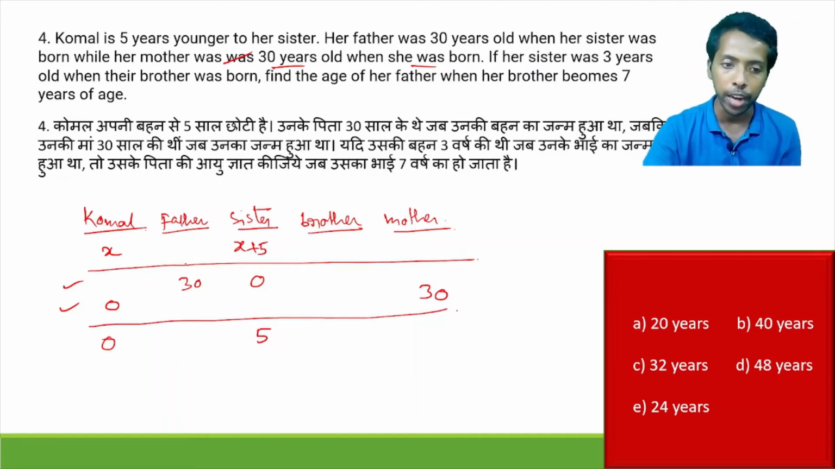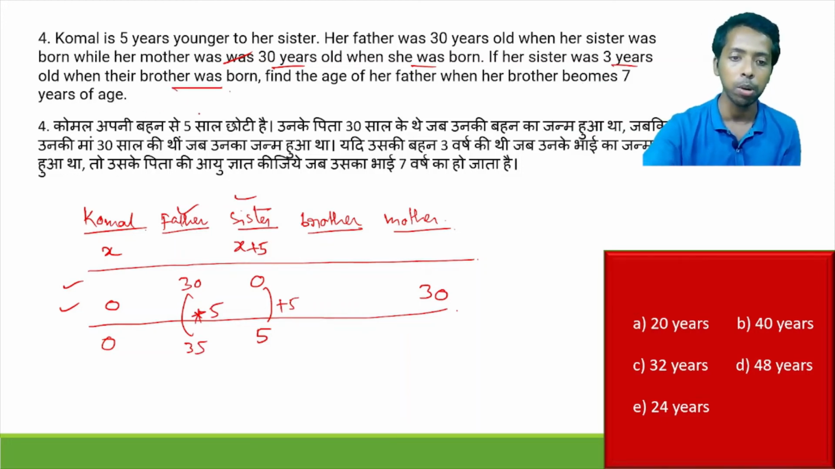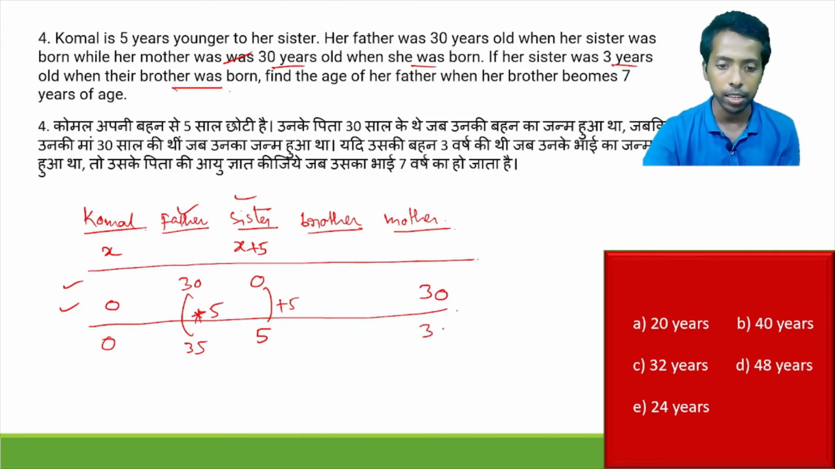And now try to collate this statement, that is father and sister. When sister is 0, at that time father's age was 30 years. Now sister is 5. Obviously this is getting plus 5, so this would obviously get plus 5 here, right? So father's age becomes 35 when sister was 5 years. And if her sister was 3 years old when their brother was born, okay, another new member, that is, okay, mother is 30 here, 30 and Kamal is 0.